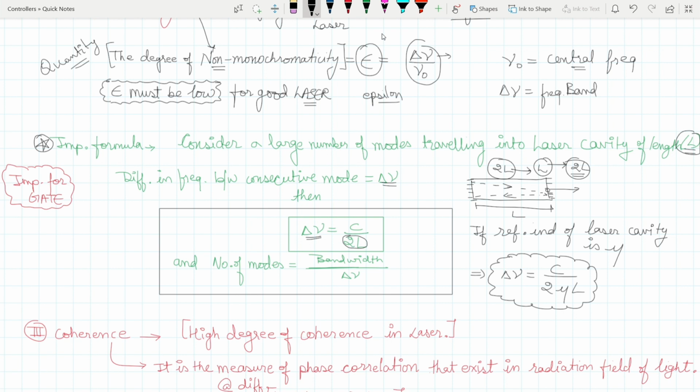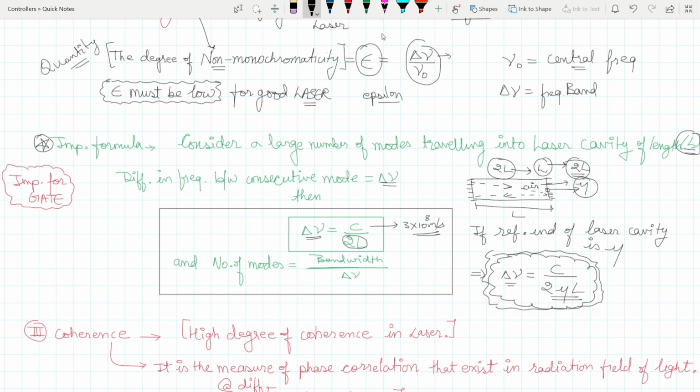This formula is very important: delta nu equals c by 2L, where c is the velocity of light, 3 into 10 to the power 8 meters per second. Sometimes the lasing cavity is not an air medium but a medium with refractive index mu. In that case, you must use delta nu equals c by 2 mu L. These are the points to remember for this formula.